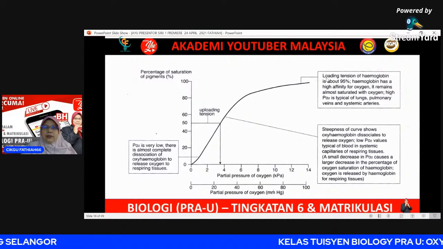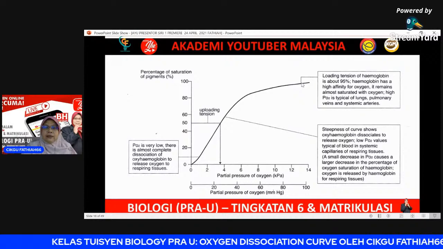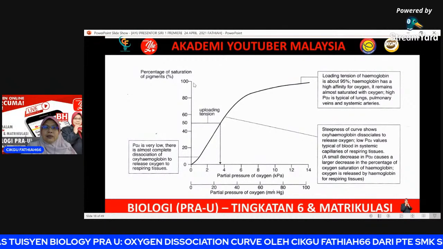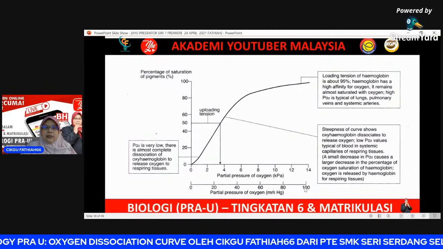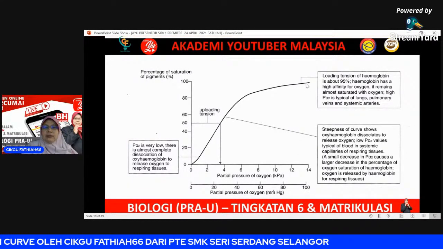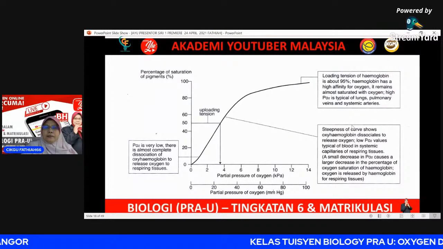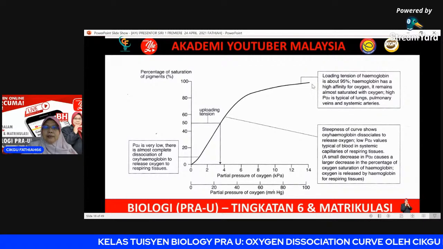So at the loading tension, hemoglobin saturation is about 95%. Here 95%, it cannot reach 100. Even if we increase the partial pressure of oxygen, it remains almost saturated. Why? Because almost all the hemoglobin is saturated with oxygen. Where is the location? Lung, pulmonary vein, and systemic arteries.